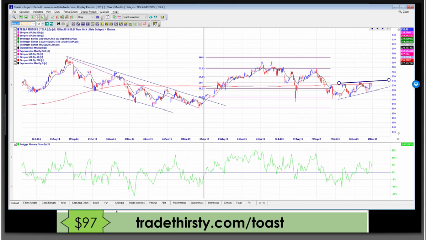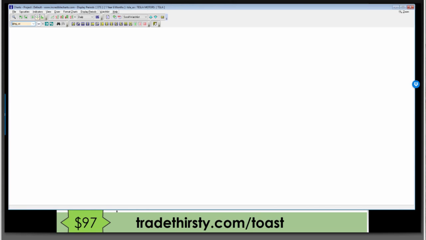Let's have a look at GLOG. This is another one of our shorts. Now the only thing with this is it wasn't really optionable. We didn't alert people to options. We just picked it as a stock play. But have a look at this.